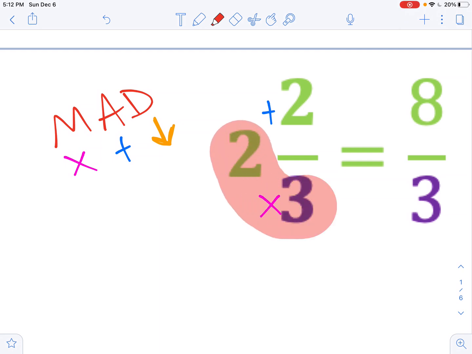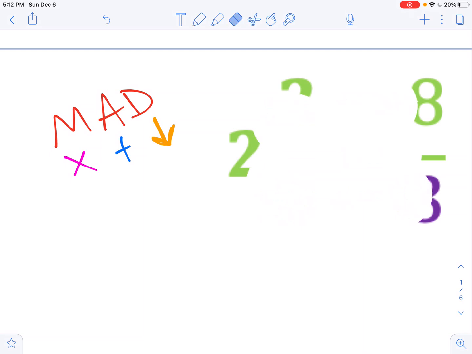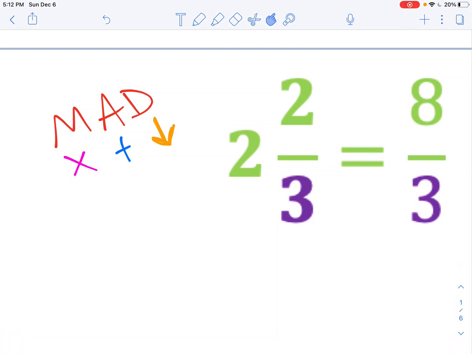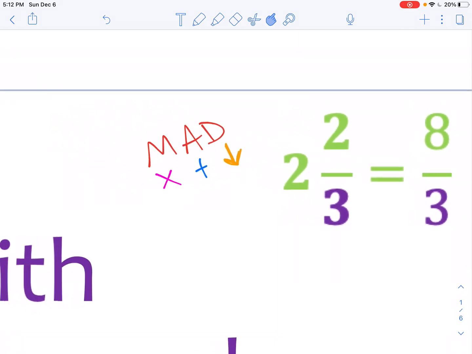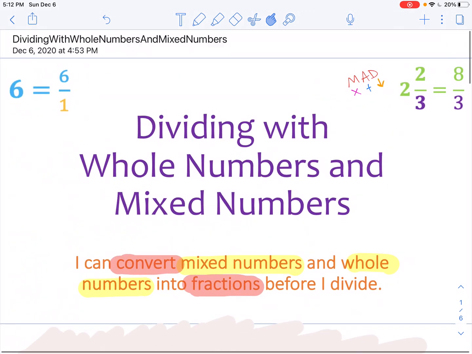3 times 2 is 6 plus 2 is 8. Notice that answer is on the top. And for the down, the denominator stays the same. It was 3 and it still is 3. It's exactly the same. All right. So ideally you've got that mastered. That is a 4th grade standard. If you don't have that mastered, we're going to have to keep on practicing because you'll be doing that all the way through middle school.